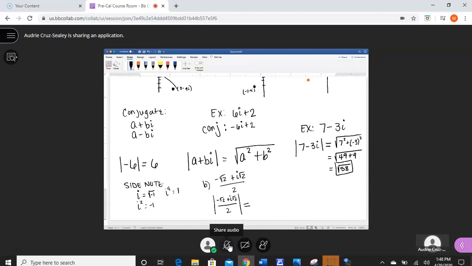So you did the square root of negative square root of 2 over 2 squared plus the square root of 2 over 2 squared, which equals 2 over 4 plus 2 over 4.